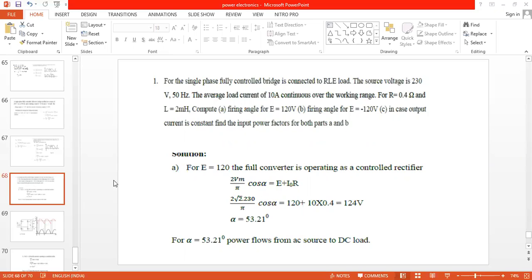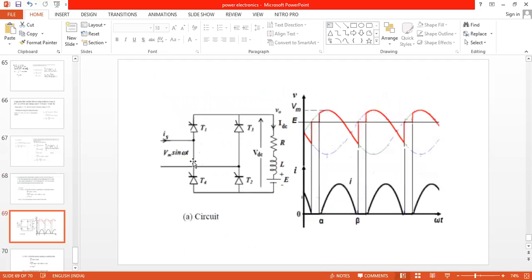But if you see the circuit, I will show you the circuit of RLE load. RLE load contains this, and VDC is the output voltage. So you apply KVL in this loop. KVL says that voltage source is equal to voltage drops. So how many sources are we having here? VDC and E. So VDC equal to E plus I into R.